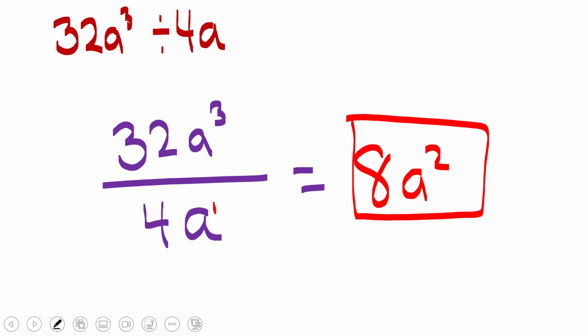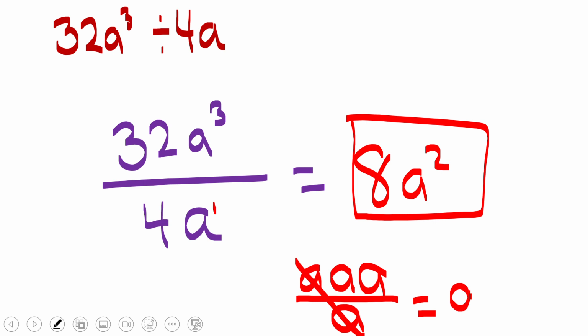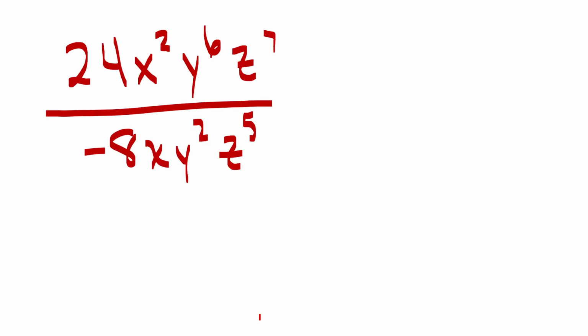If you like this idea, a times a times a over a would leave a to the second power. So we have that idea going on here with the property of the exponents being subtracted when there's a division of the base. So you can expand it if you would prefer to do that over subtracting.